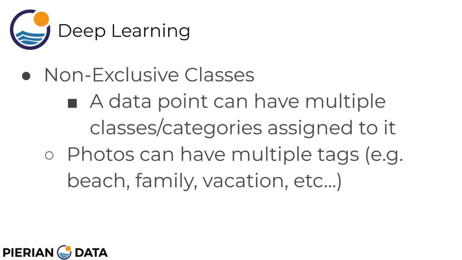First off, for things like non-exclusive classes, again, that's where a data point can have multiple classes or categories assigned to it. For example, let's imagine your data happens to be a photo. A photo can have multiple tags. It can be tagged beach, family, vacation, etc. So it can have multiple classes or categories assigned to a single photo.